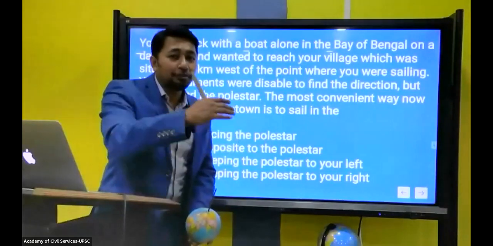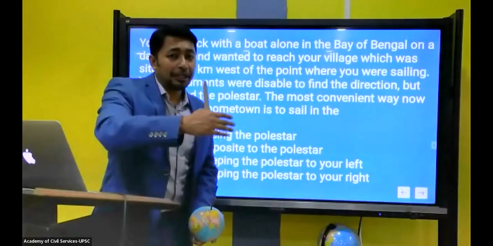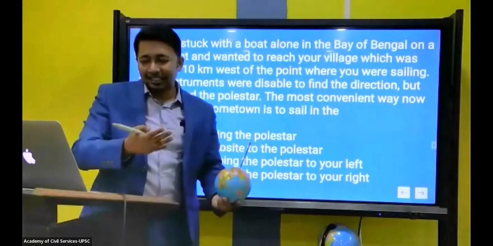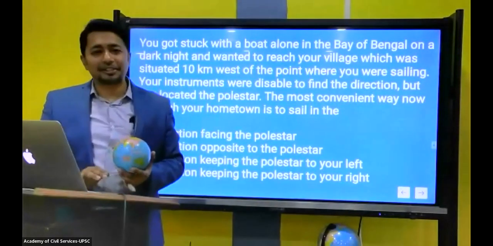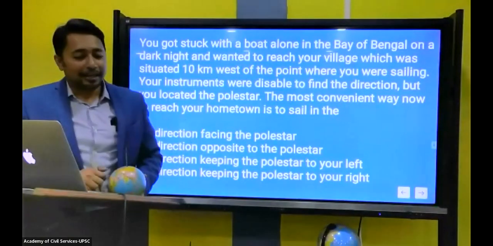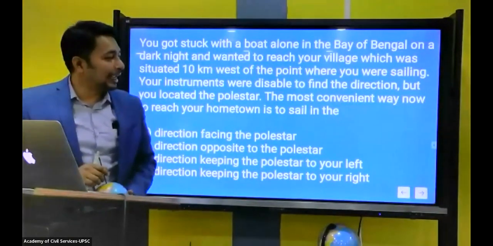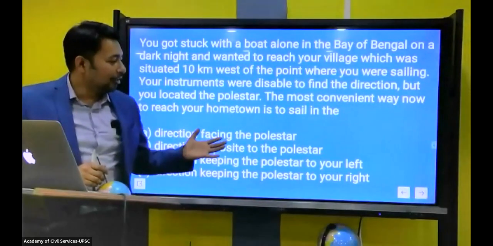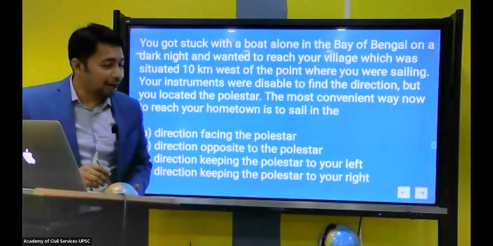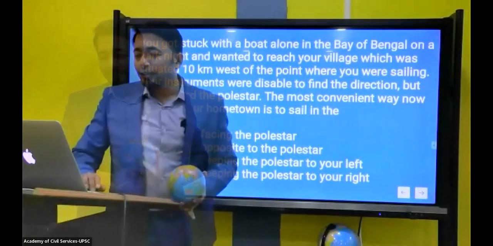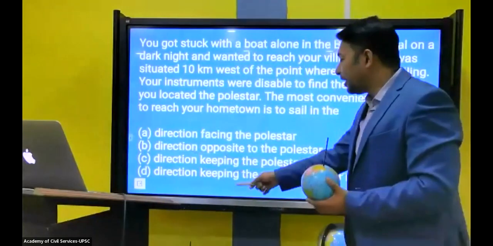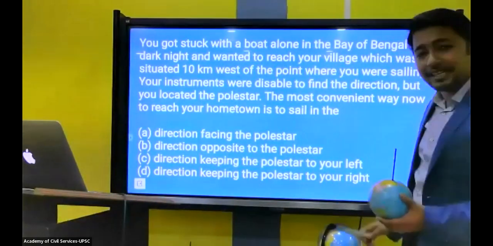So the pole star will be in which hand? It will be pointing towards which hand, whether it is left hand or right hand. Simple. Think about it. Yes, this is of course a UPSC question, and this question came in around 2018 or 19. And if you are able to solve this question, then why not? You are ready for this exam as well. So yes, the correct answer here will be direction keeping the pole star to your right hand.